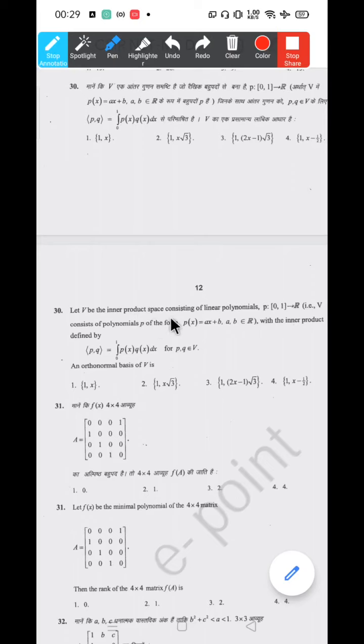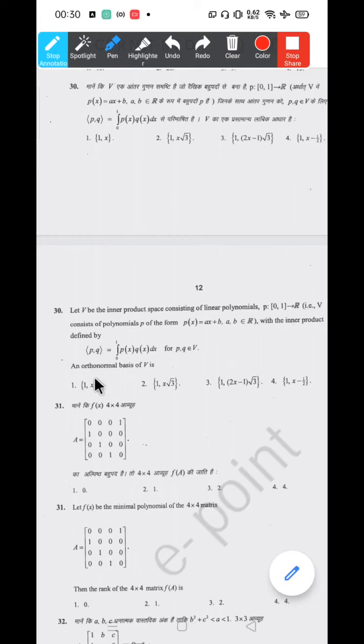Let V be the inner product space consisting of linear polynomials P of the form Ax plus B, and it is defined as the inner product of P and Q. So they are asking for an orthonormal basis. Orthonormal means what? Let us see that.